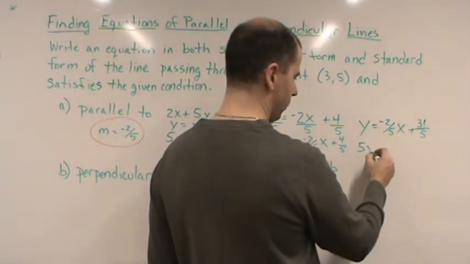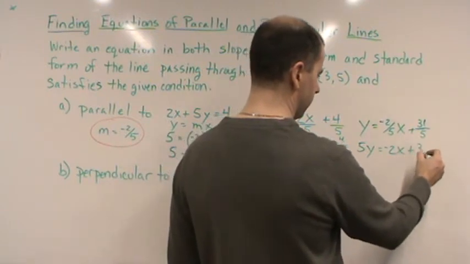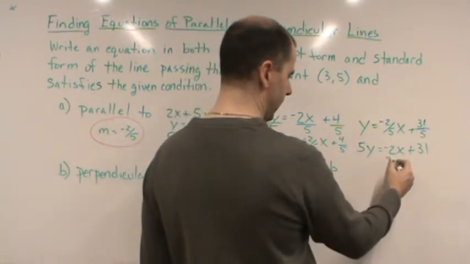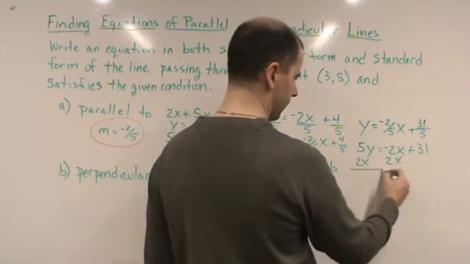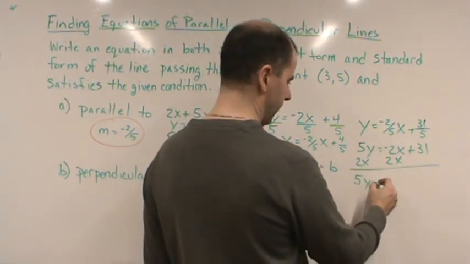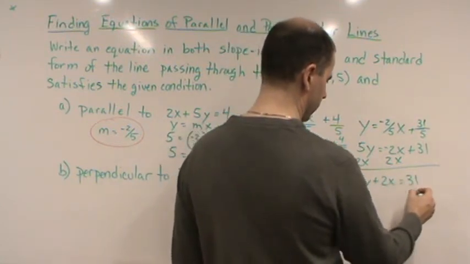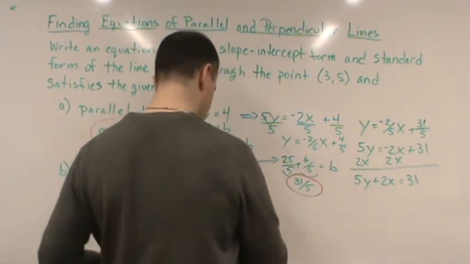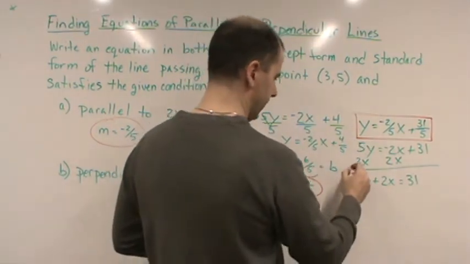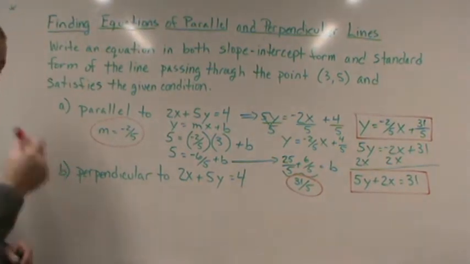So I get 5y equals negative 2x plus 31. And now I'm going to bring the 2x over here, so I'm going to add 2x to both sides. And so in standard form, I get 5y plus 2x equals 31. Okay, so here it is in slope-intercept form, and here it is in standard form. Okay, and so that's part A.